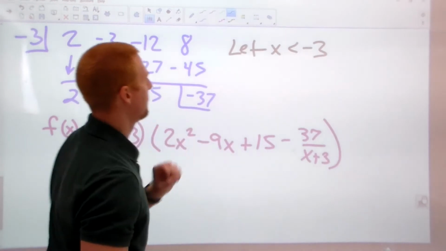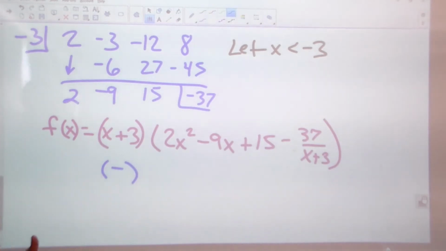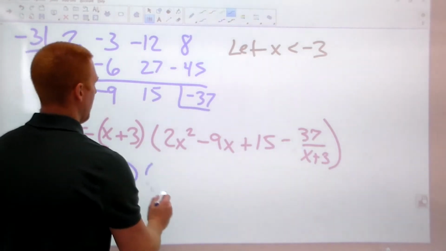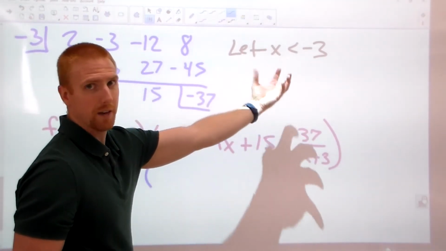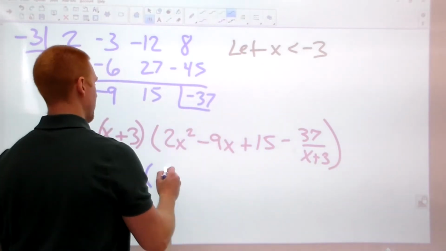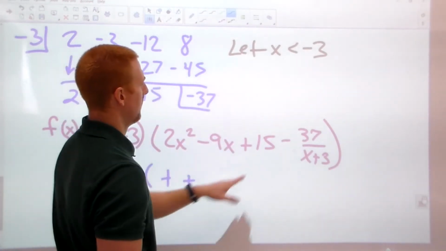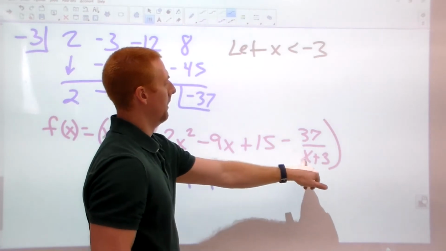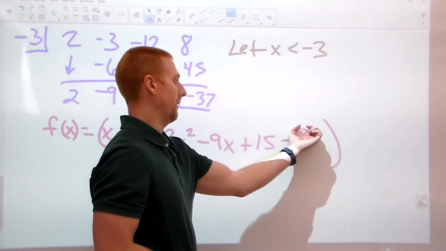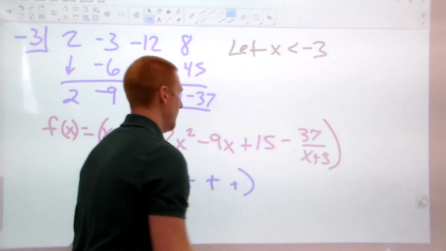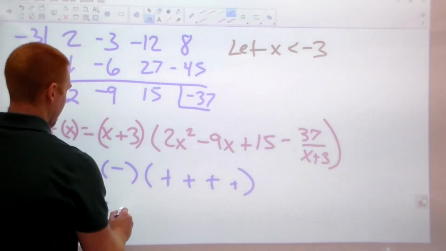So let x be anything less than negative 3. If you add 3 to that, you still have a negative number, guaranteed. Try anything you want, I promise, it'll be negative. In here, you take anything that's negative, less than negative 3, so a negative number, and square it, it's positive. Multiply by 2, it's positive. Take any negative number, multiply by negative 9, it's going to be positive. 15 is positive. Now, put in anything less than negative 3 here, add 3 to it, it's still negative. And negative 37 divided by negative is positive. And what happens when you multiply a negative times a positive number? That's got to be negative.